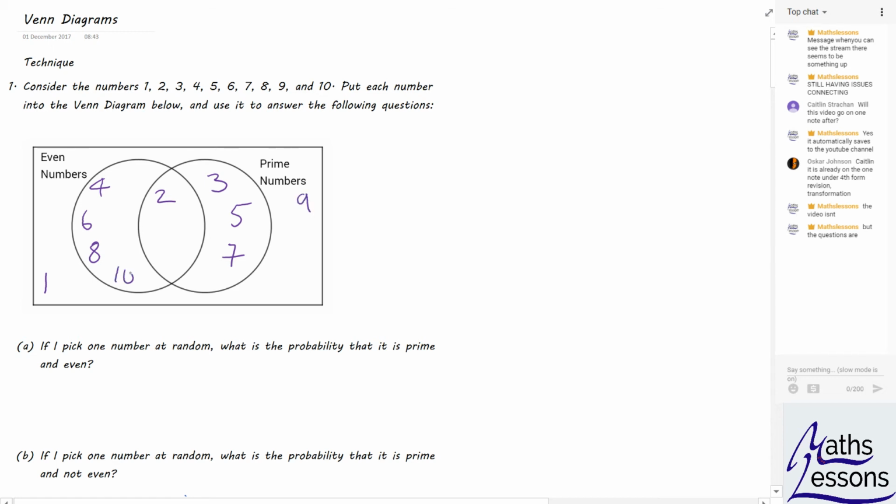And 10 is even. If I pick one number at random, what's the probability that it's prime and even? So we got 1 out of 10. Prime and even is in here. Now, to use set language, let's call A the set of even numbers and B the set of primes.